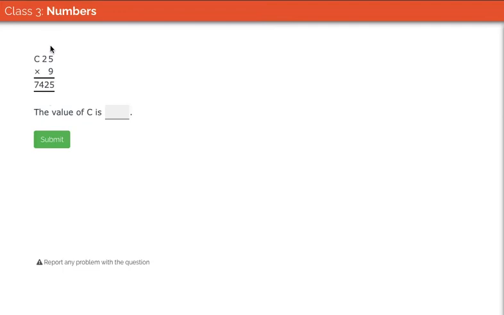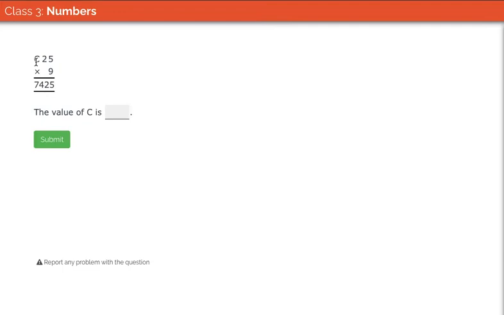The value of C is, well, let's see. 5 times 9 is equal to 45. So 5 goes down and 4 goes up. 2 times 9 is 18. 18 plus 4 is equal to 22. 2 goes down, 2 goes up. So the value of C is 8.